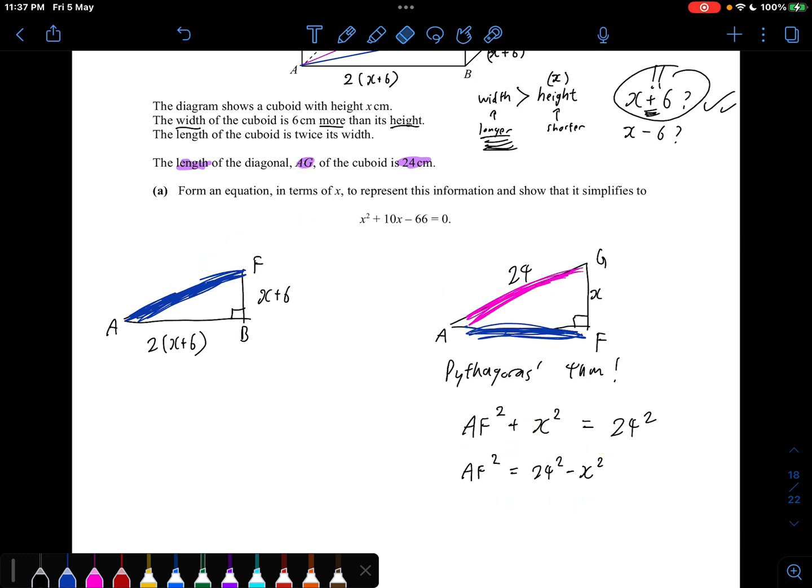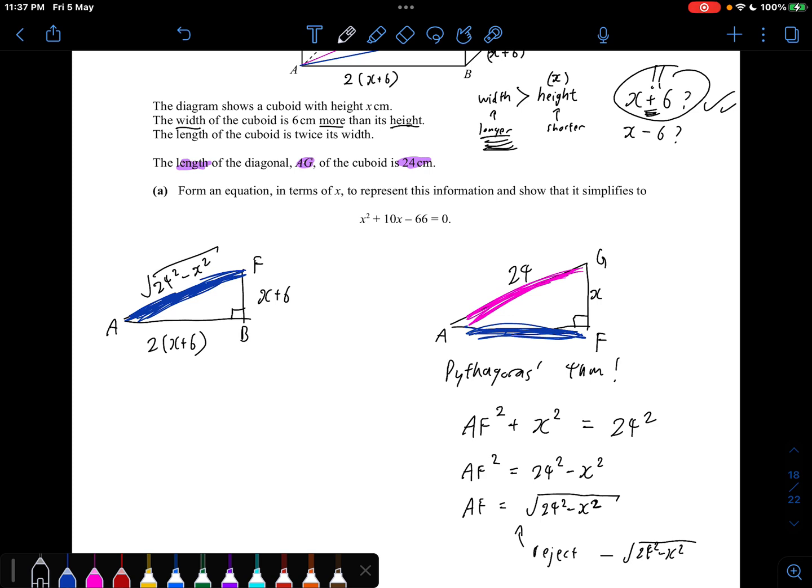So let's just write it down. It becomes AF equals square root of 24 squared minus x squared. I know 24 squared is a number, but I'm not going to write it down. I'll just leave it as 24 squared. And also I keep the positive root, reject negative, to make things simpler. Very good. So now I can label over here at the blue length square root of 24 squared minus x squared.